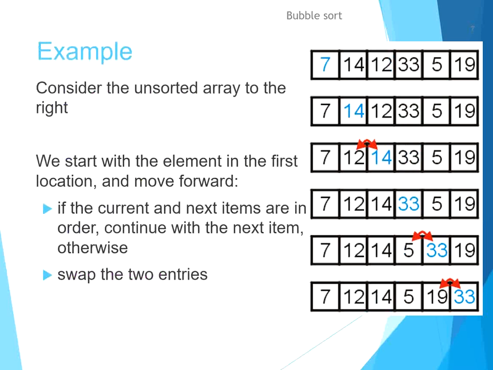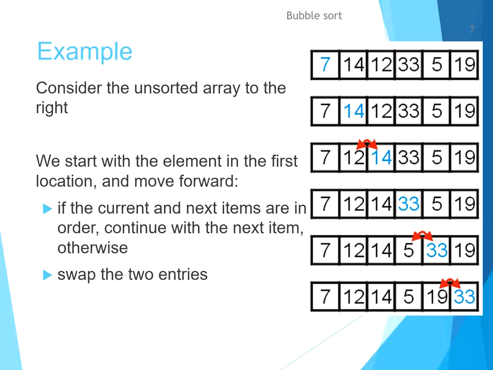It's very simple. Now we see one example, and we will see how we simulate it. Consider that this list is unsorted: 7, 14, 12, 33, 5 and 19. This is our list, and we want to sort it. First we start from the very first element, 7, and compare it with I plus 1. 7 is I and 14 is I plus 1. If I is greater than 14, it's not, which means that it's already in order.